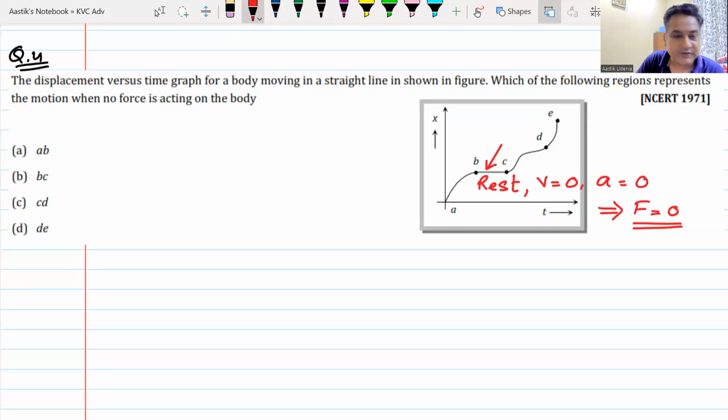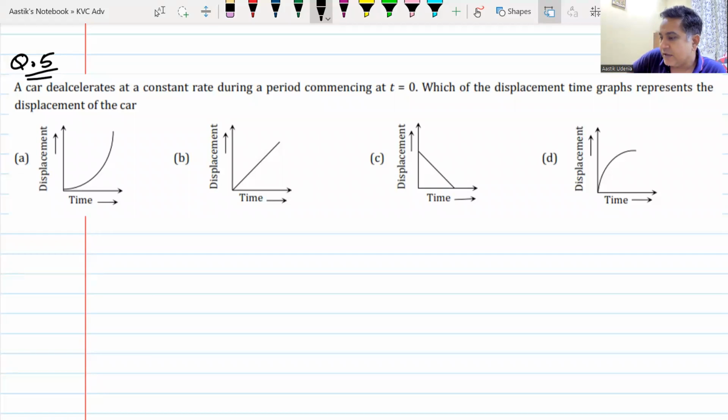Question number 4 or question number 5, I have forgotten. Oh, I think it's 5. Question number 5. And here it comes. Anyone has any doubts, please ask. A car deaccelerates at a constant rate during a period commencing at t equal to 0. So the car is deaccelerating.